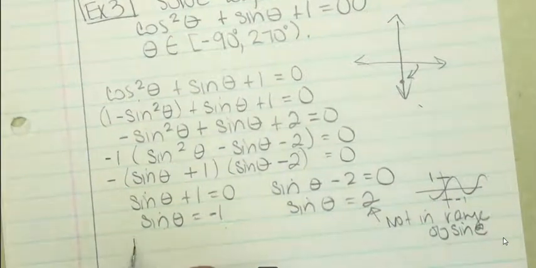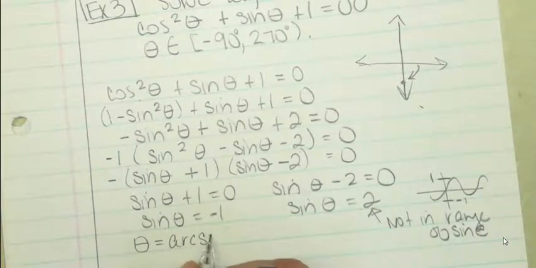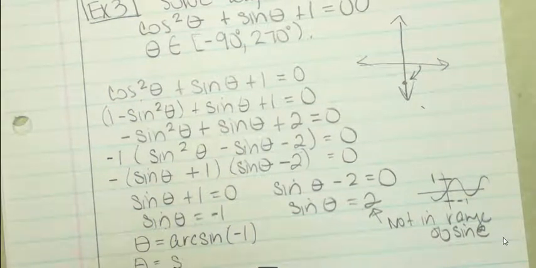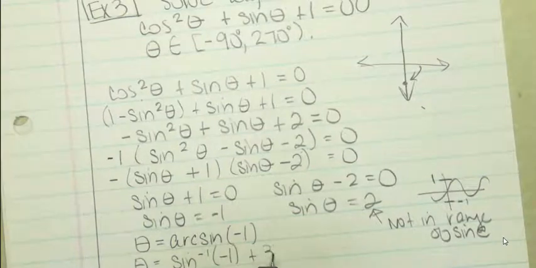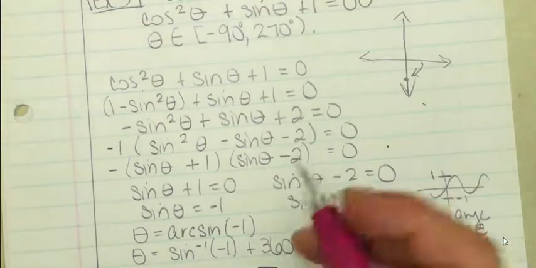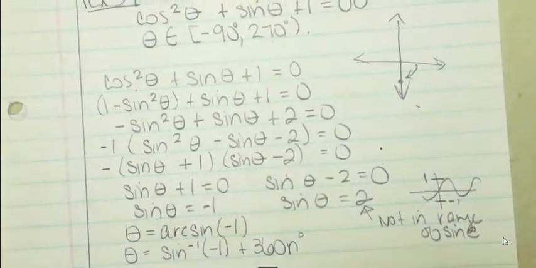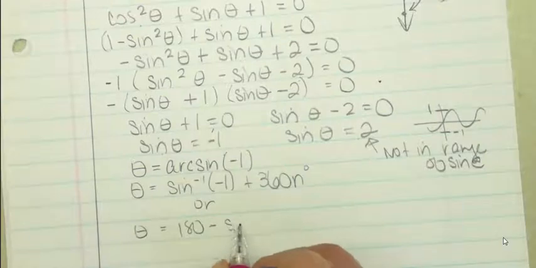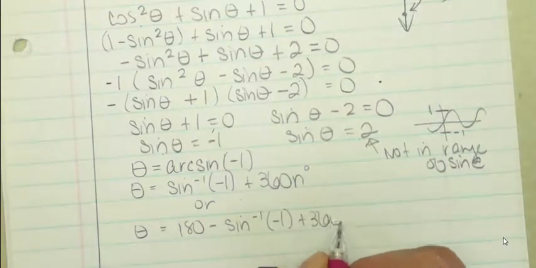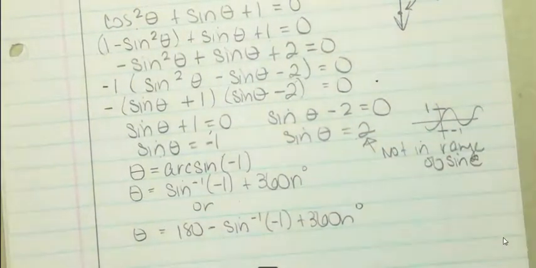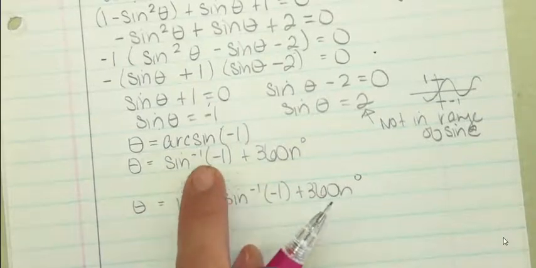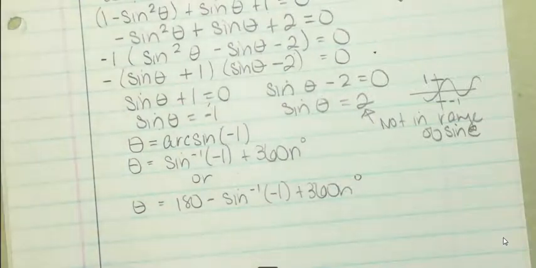Okay, so solving for this, I'm going to end up with theta equals arcsine of negative 1. So that means then that that'll be sine inverse of negative 1 plus 360 degrees, or the supplement to that, provided that it falls within our domain. All right, so let's see. If you actually plug this into your calculator, I believe this one would give you negative 90 degrees. Let me just double check that. Let's find my calculator.